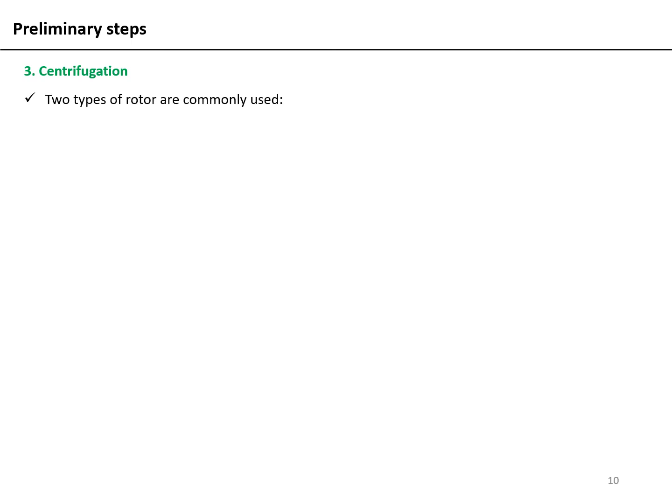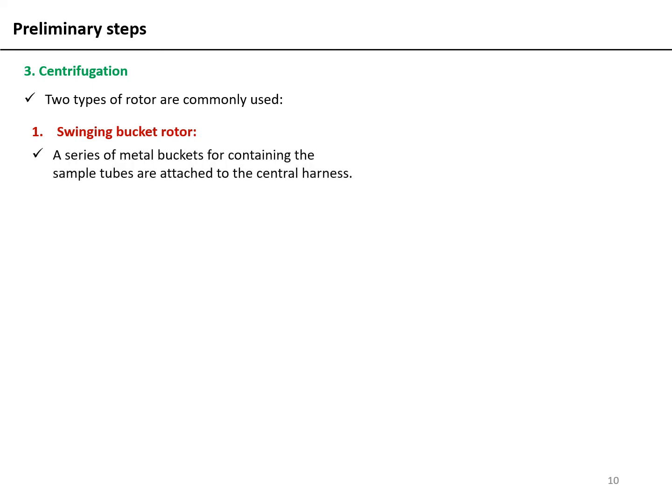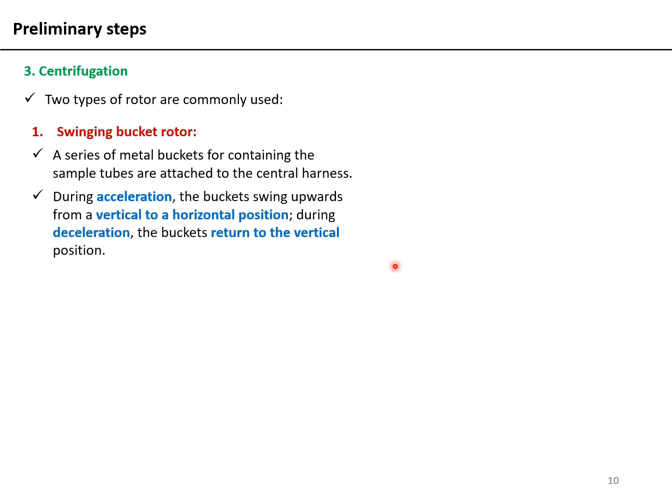So now, taking a look into the technical aspects, there are 2 types of rotors that are commonly used in centrifugation. We have the swinging bucket rotor. As the name suggests, in a swinging bucket rotor, you have a series of metal buckets for containing the sample tubes, which are attached to a central harness. During the acceleration process, the buckets swing upwards from a vertical to a horizontal position, and during deceleration, the buckets swing back to the vertical position.